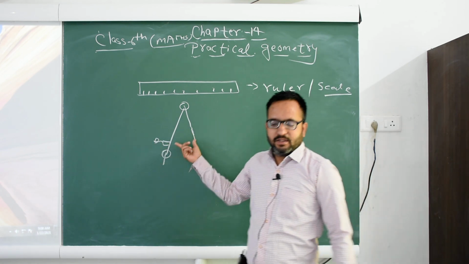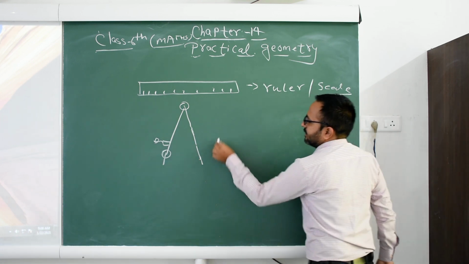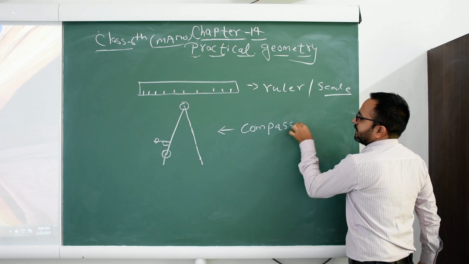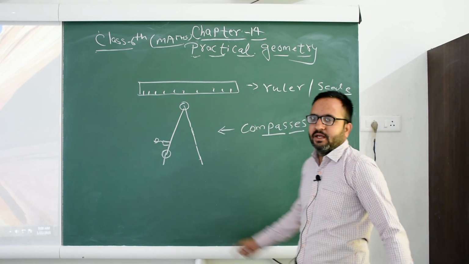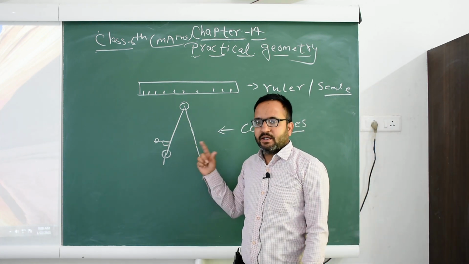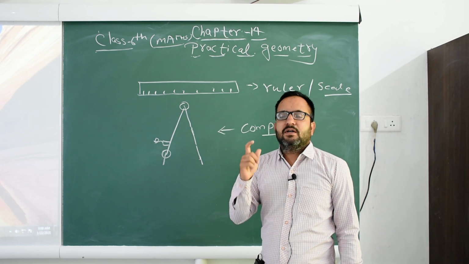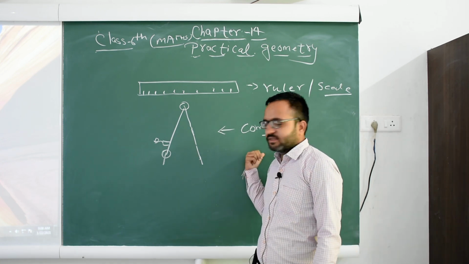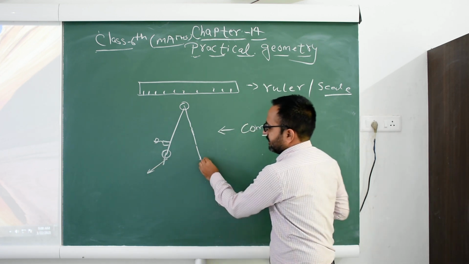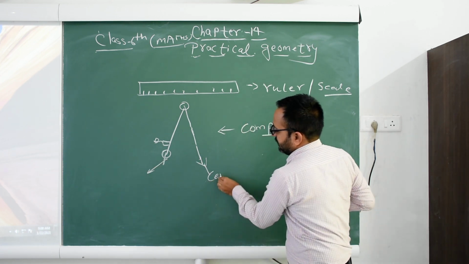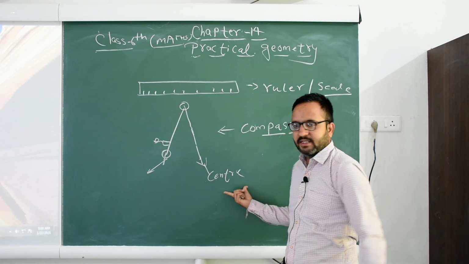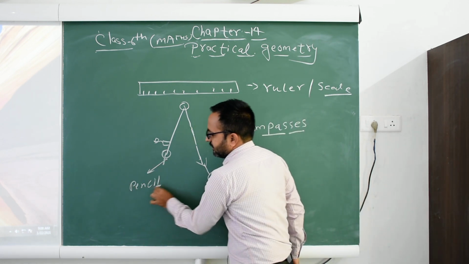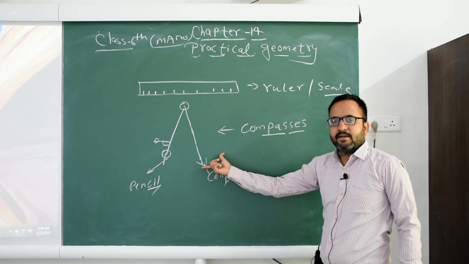And this is called a compass. We use the compass for drawing a circle and cutting an arc. If you are going to put an arc and draw a circle, we use the compass. This is the pencil part and this is the center. This part is for your center and this part is for your pencil. So this is called a compass.